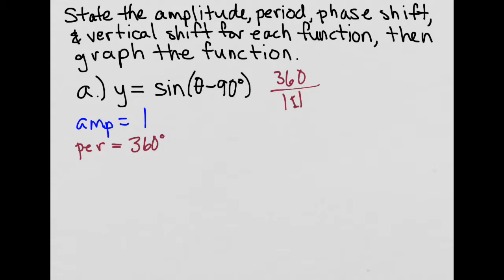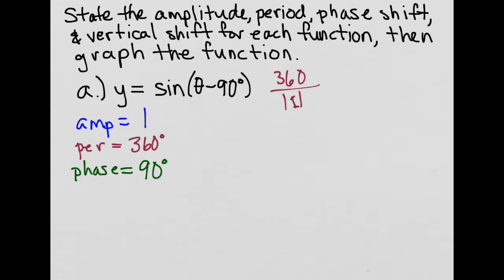Okay, let's find our phase shift. And our phase shift comes from the number inside the parentheses. It gives us theta minus 90 degrees. So again, we change that sign. So our phase shift is a positive 90 degrees. So we're going to be moving our graph to the right 90.